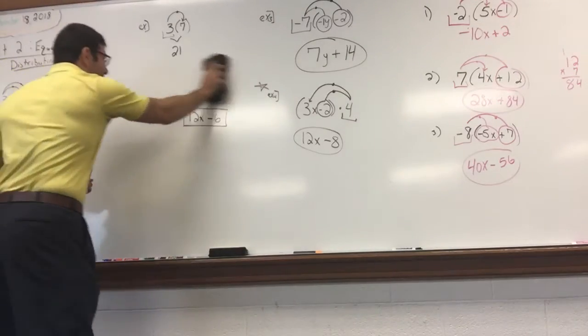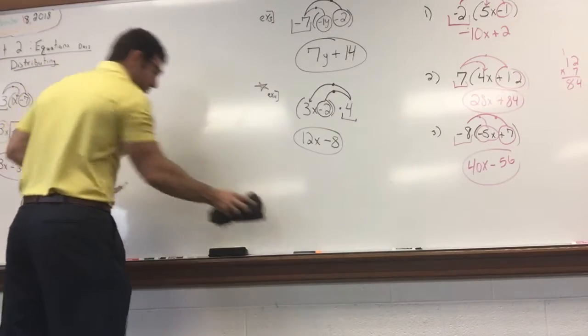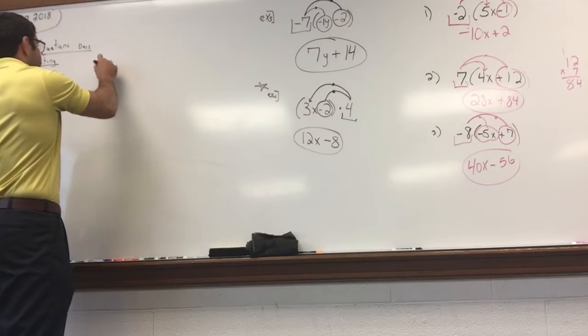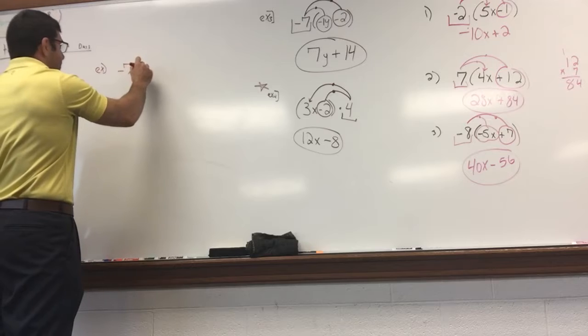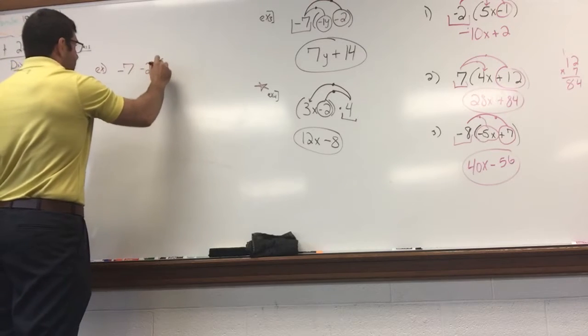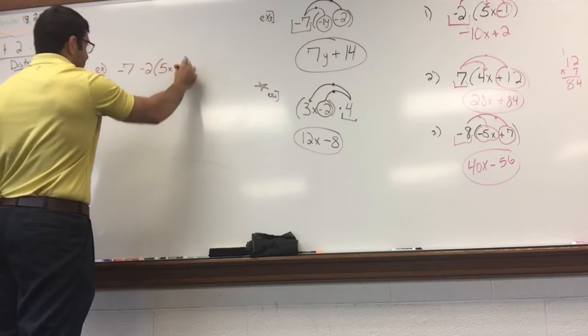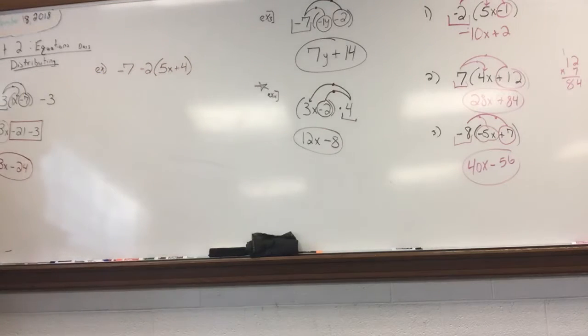Okay, let's try another one. This is where it's going to get a little bit trickier. Negative 7 minus 2 times the quantity 5x plus 4. Copy that down. What's your question? So what if we like both of them? We're going to talk about it.